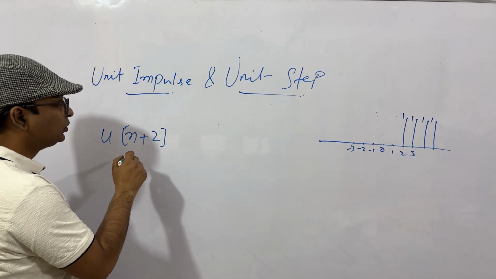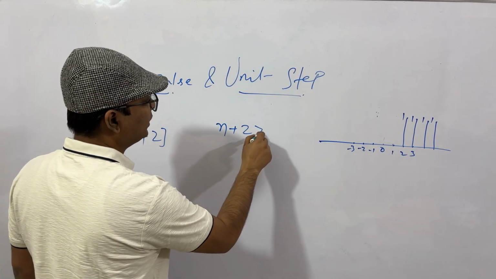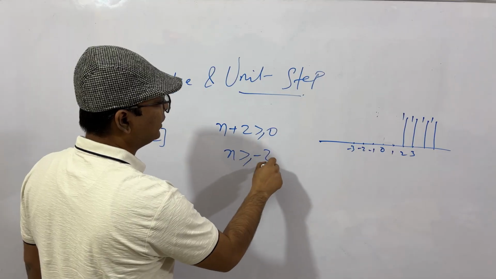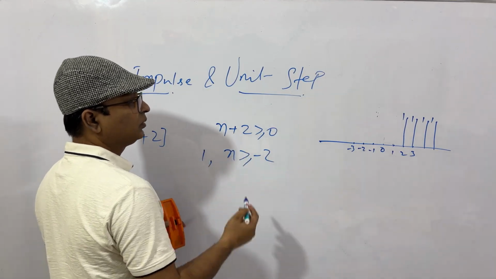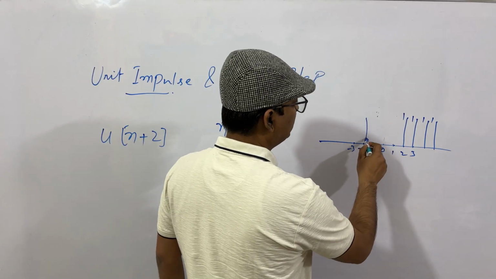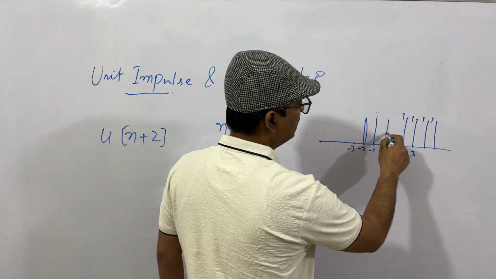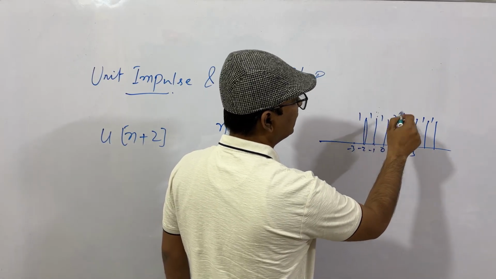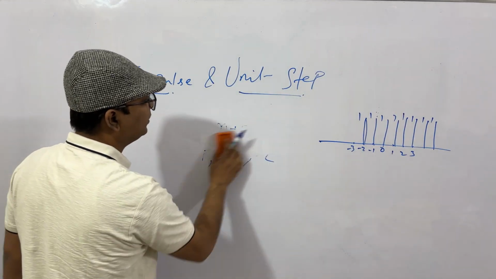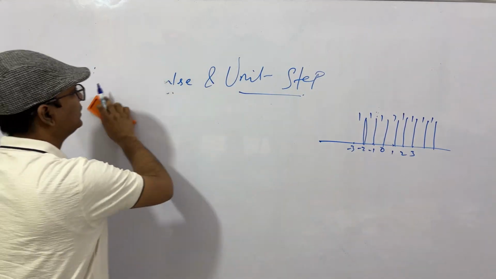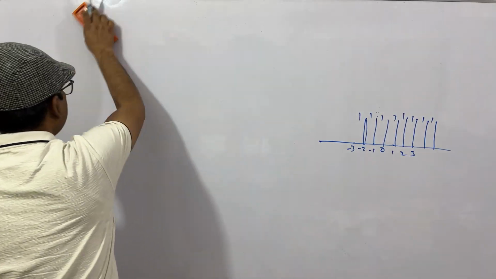If it is u[n plus 2], this means n plus 2 greater than or equal to 0, that is n is greater than or equal to minus 2. This is 1 for n greater than or equal to minus 2. So from minus 2 onwards, you have 1, 1, 1, 1. Clear? Similarly, you have delta n, impulse. So I think this is clear to you.